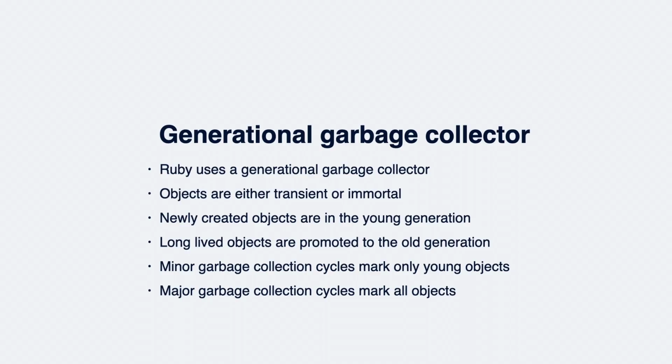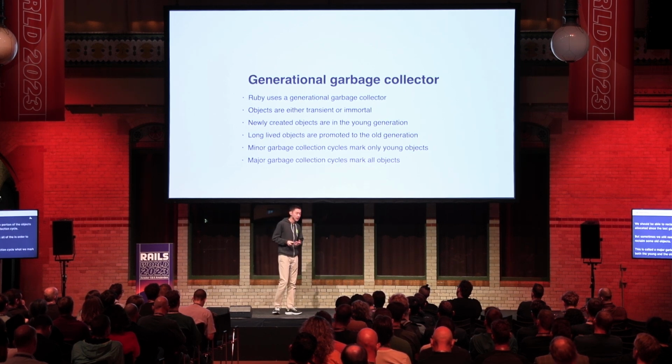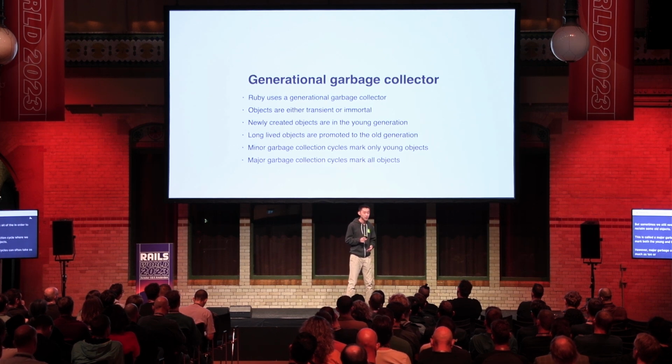But sometimes we still need to mark all of the objects in order to reclaim some old objects. And this is called a major garbage collection cycle, where we mark both the young and the old objects. However, major garbage collection cycles can often take as much as 10 or 20 times longer than a minor garbage collection cycle, so it should be avoided in a Rails app.